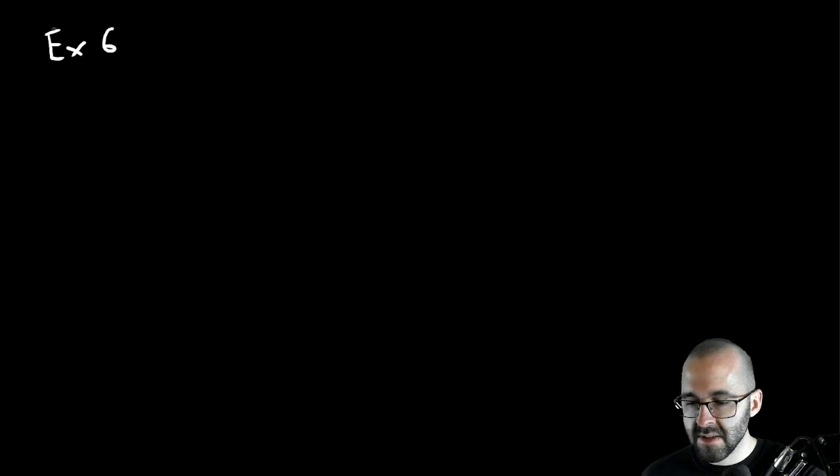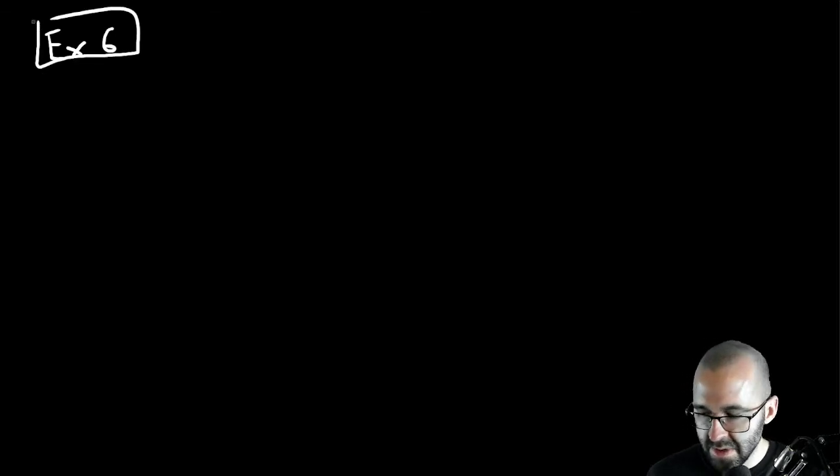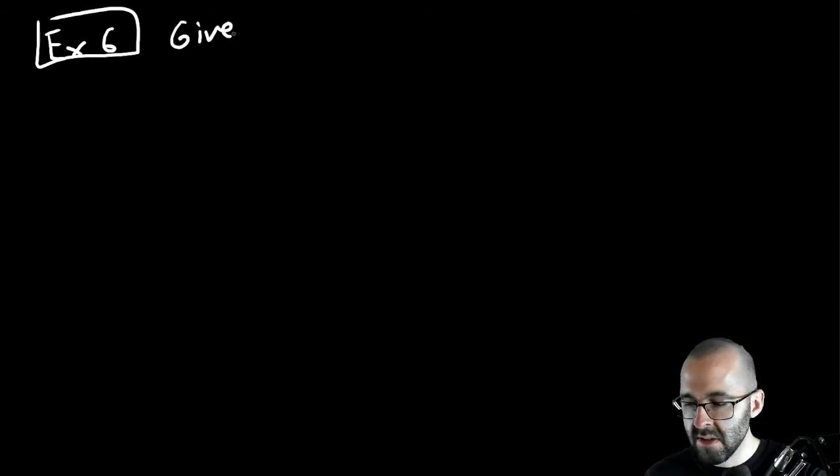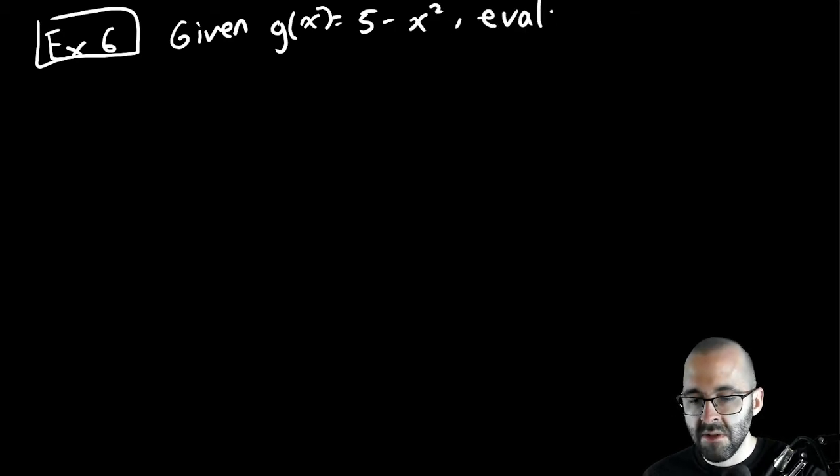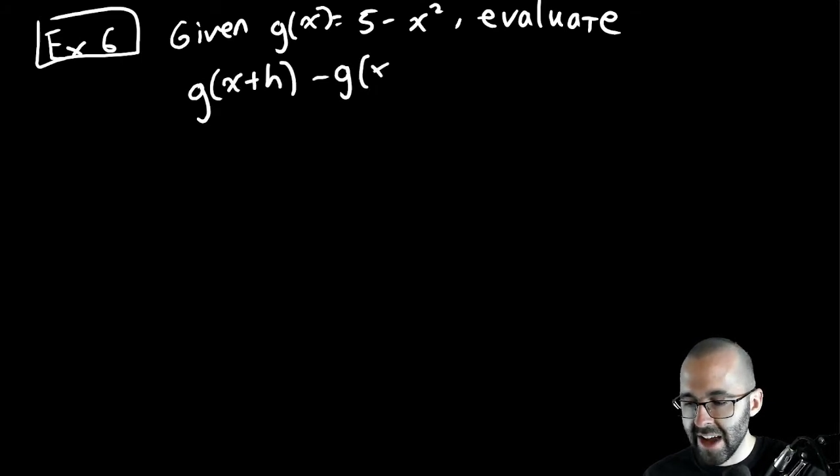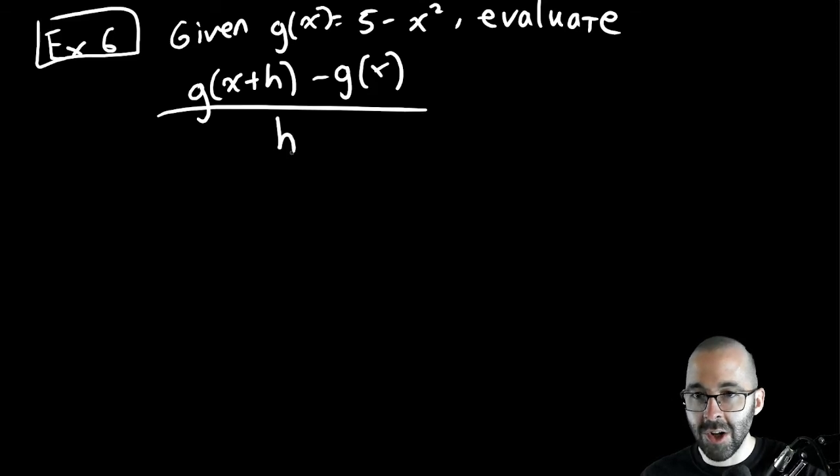This is example 6. It's very similar to one of your homework problems, but it's the even one, which I did not assign. This says, given g of x equals 5 minus x squared, evaluate g of x plus h minus g of x all over h.